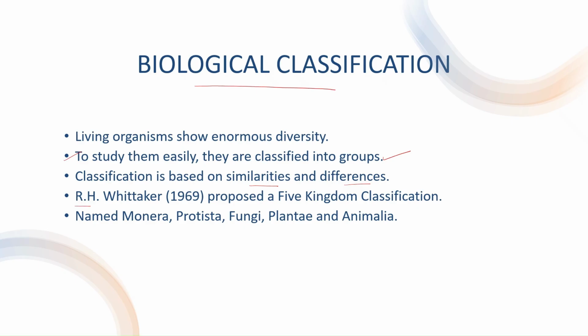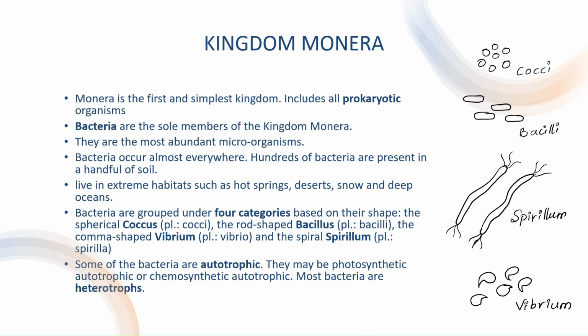R.H. Whittaker, so this is very important. R.H. Whittaker in 1969 proposed the 5 kingdom classification named Monera, Protista, Fungi, Plantae, and Animalia. In this video I will explain the kingdom Monera, and the remaining kingdoms I will explain in the coming videos. Monera is the first and the simplest kingdom, and includes all prokaryotic organisms.